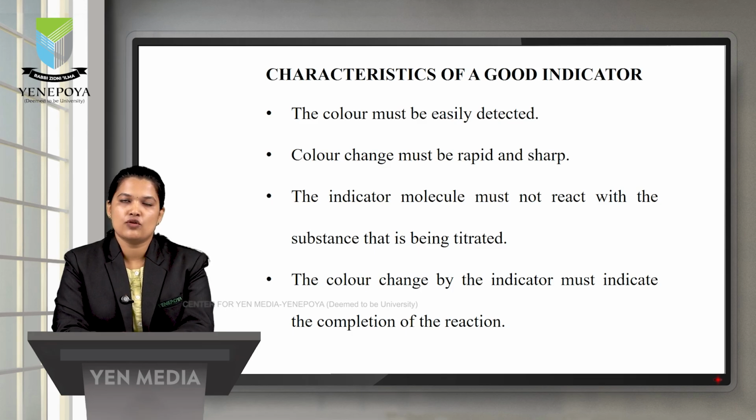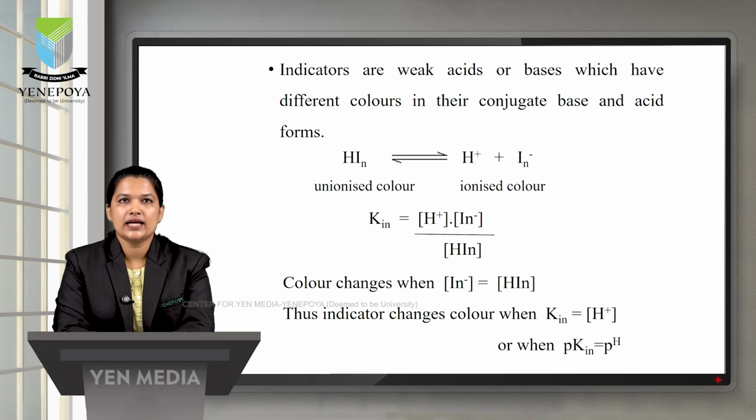Next is the characteristics of a good indicator. The color must be easily detected, and the color change must be rapid and sharp. The indicator molecules must not react with the substance being titrated, and the color change by the indicator must indicate the completion of the reaction. The indicators are weak acids or bases which have different colors in the conjugate base and acid forms.